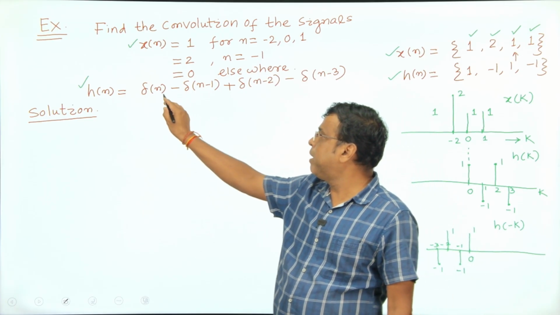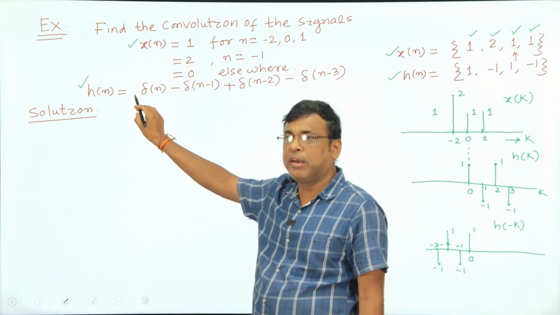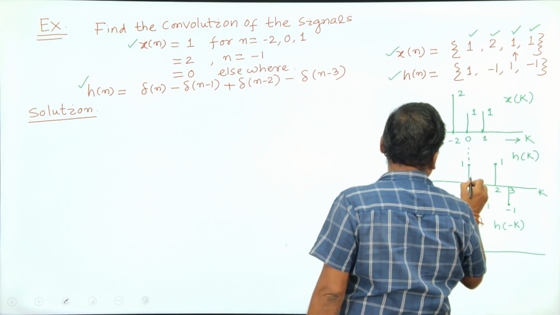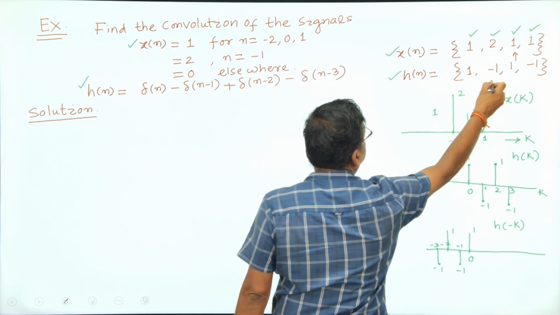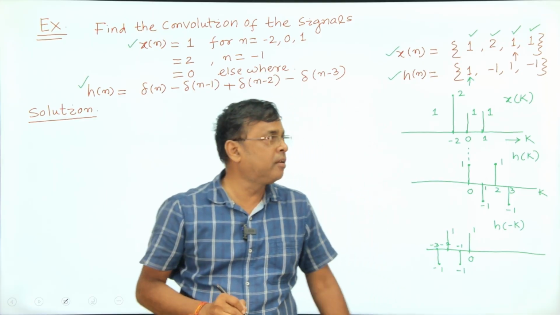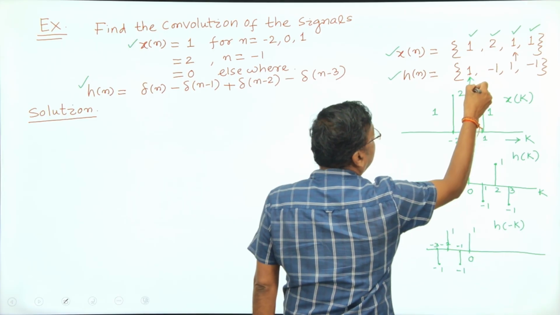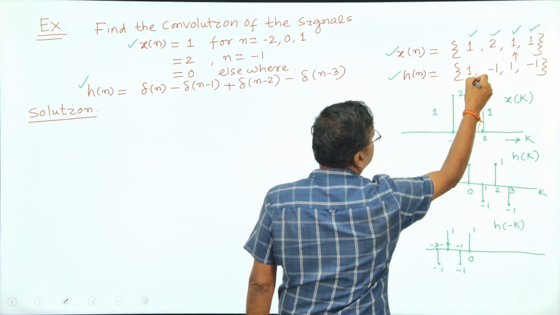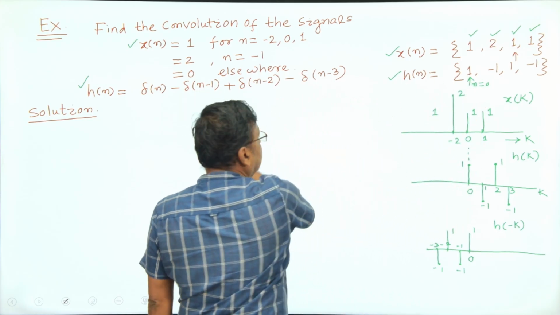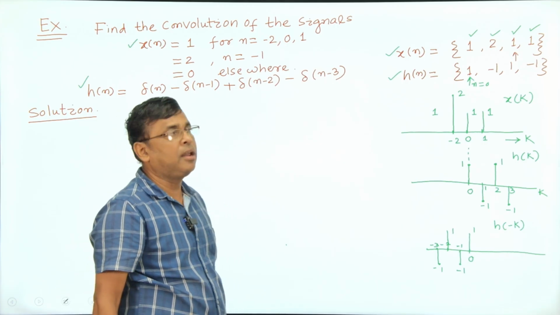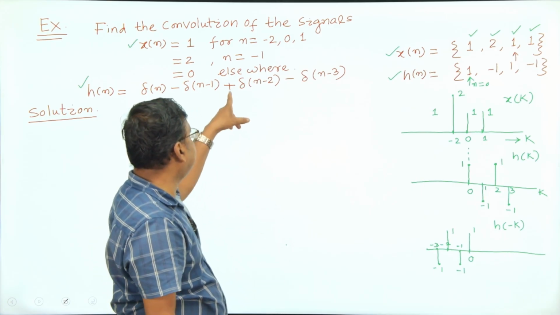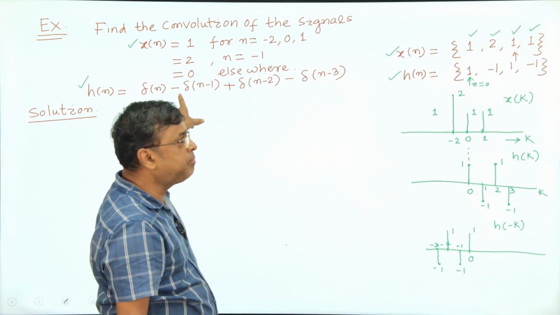So del of n means for n equal to 0 the coefficient is 1 here, and the sequence exists there. In this h of n, for n equal to 0, the arrow mark is not mentioned, so you have to be sure that the very first sample is for n equal to 0, where the value is 1. Then del of n minus 1 means n minus 1 equal to 0, so for n equal to 1 this impulse exists, and the coefficient is negative, that means minus 1.